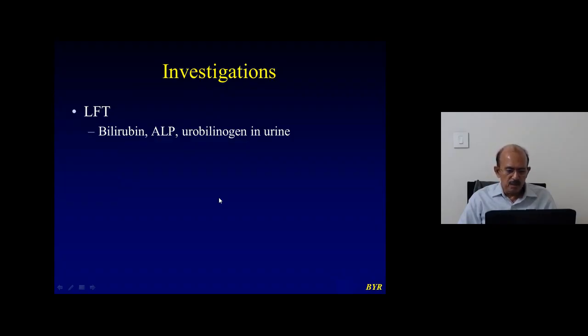Biochemical investigations. Wonderful. What do you examine? Of course, I have mentioned it here. You examine the bilirubin, alkaline phosphatase, and urobilinogen. We already discussed these many times, so I am not going to repeat it. So biochemically, it is obstructive jaundice. Then what is the next step?